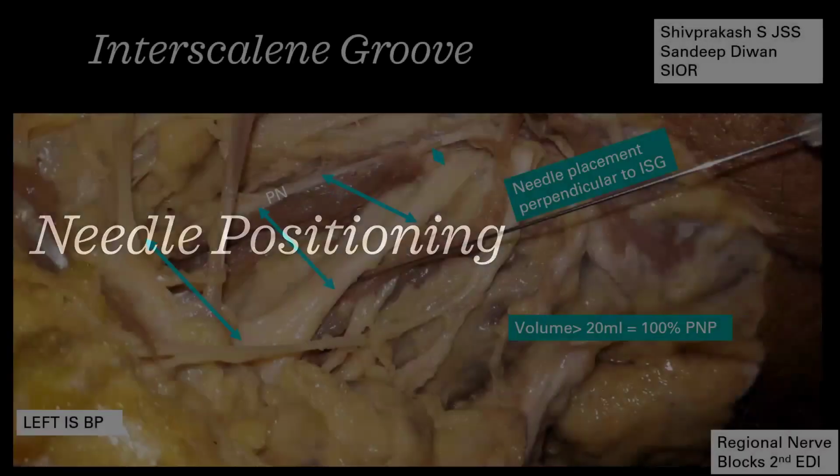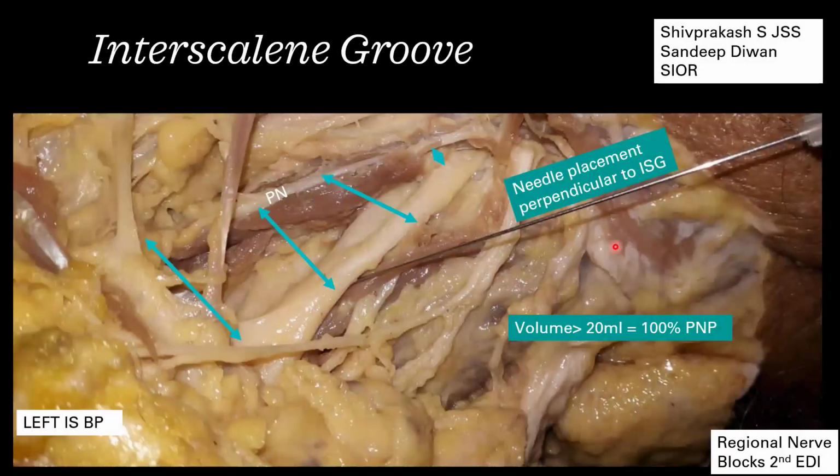Now coming to needle positioning. Look at this: when you use ultrasound, you keep your probe on the anterolateral aspect of the neck and you insert your needle through the middle scalene muscle. This is likely to impale these nerves. Even the superficial cervical plexus or the supraclavicular nerve, it's likely to impale. It can also injure the dorsal scapular nerve or the long thoracic nerve. So this is the supraclavicular nerve, and this is the long thoracic nerve. So likely to injure these two nerves.